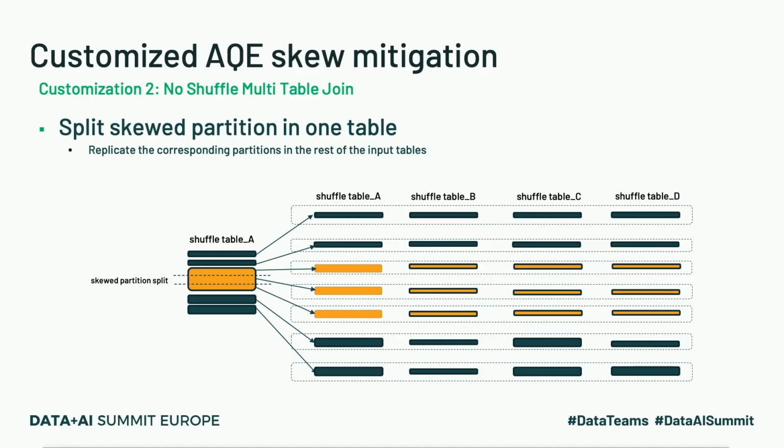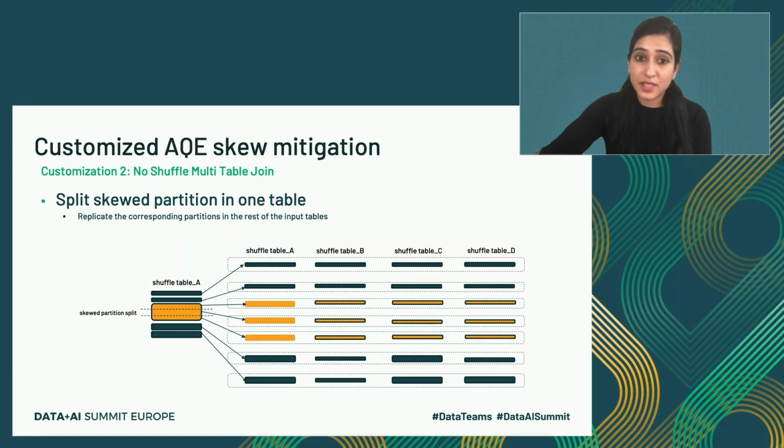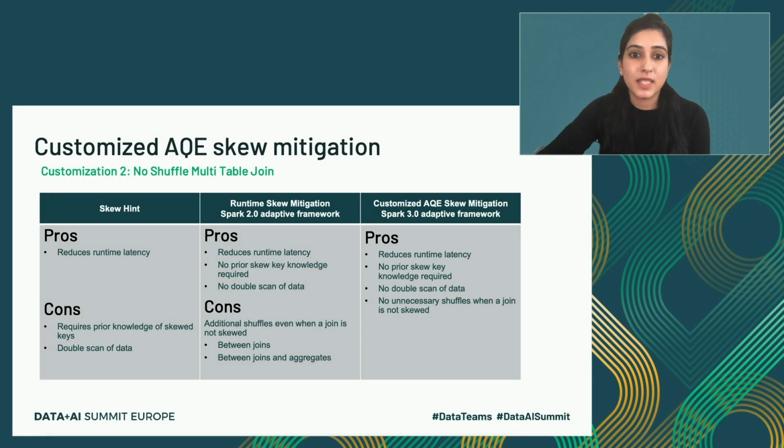This led us to developing our second customization suited specifically for multi-table joins with the same join types. We split the skewed partition in the leftmost table and replicate the corresponding partitions in the rest of the tables for each split. This way, we were able to solve skew in multi-table joins without adding additional shuffles. Now looking at the pros and cons, this solution had all the advantages of the previous solution, plus was more efficient since it did not add unnecessary shuffles when a join is not skewed.